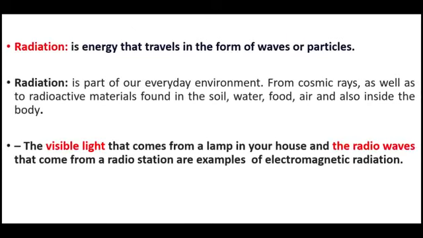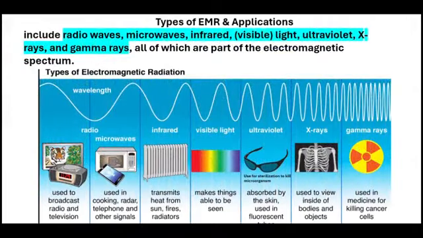Radiation is the energy that travels in the form of waves or particles. Radiation is part of our everyday environment, from cosmic rays to radioactive material found in soil, water, food, air, and also inside our body. The visible light that comes from a lamp in your house, and the radio waves that come from your radio station and the television, are examples of electromagnetic radiation.